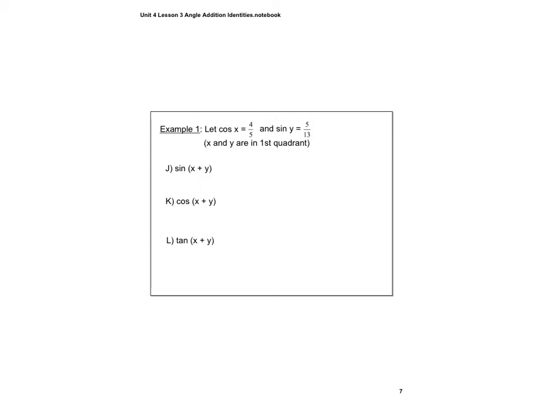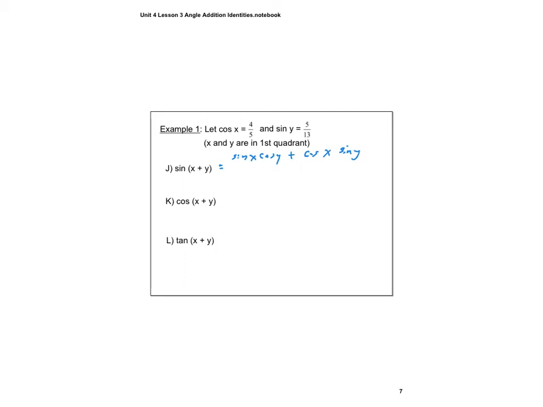And so one of them is the sine of x plus y, and just copy it down exactly the way it is. So the formula here is the sine of x times the cosine of y, and then plus the cosine of x times the sine of y. That is the formula. That's what you have to use. It is not the sine of x plus the sine of y.